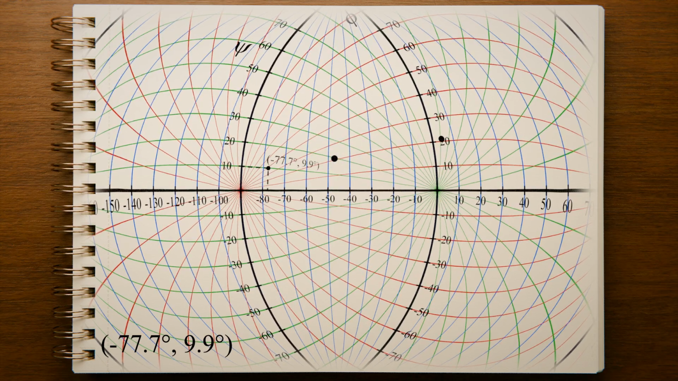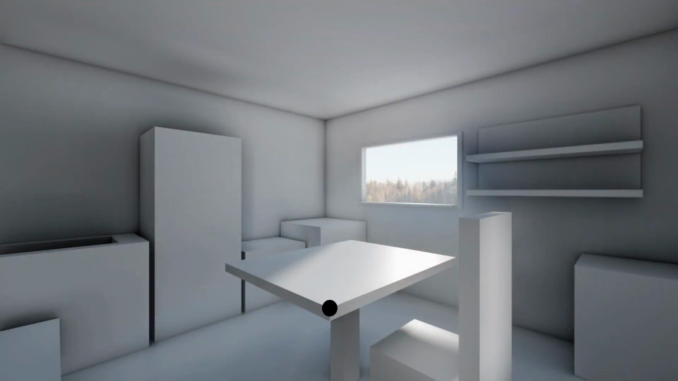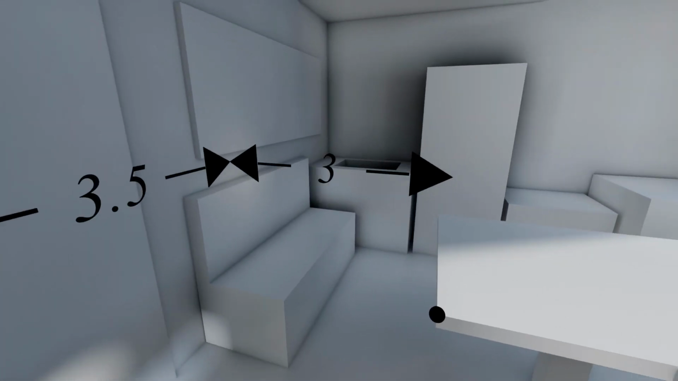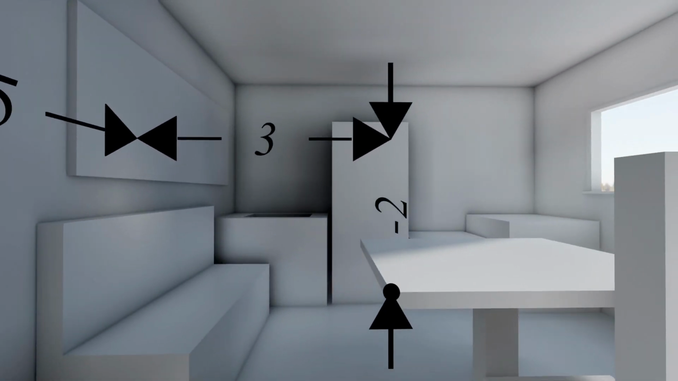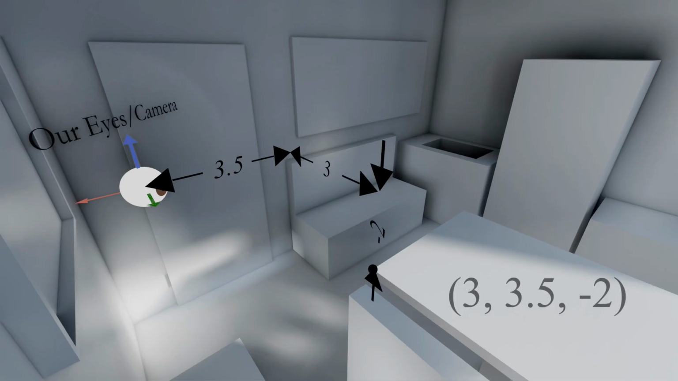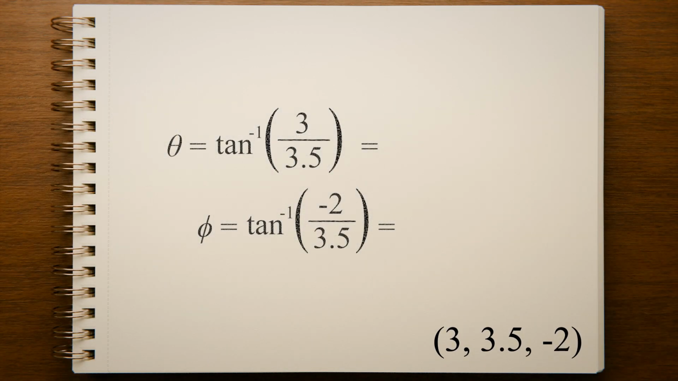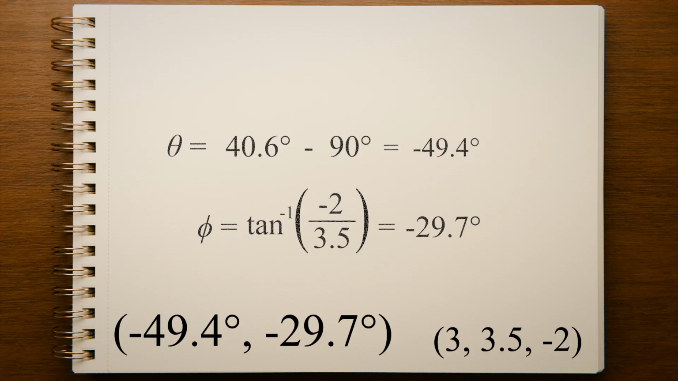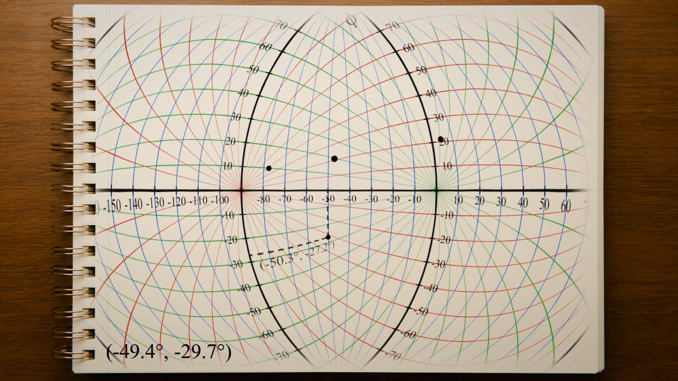You got it? Let's do one more point just in case. This point right here is about 3.5 feet forward, 3 feet to the right, and 2 feet below our eye level. So we have the point 3, 3.5, -2. So let's run it through our calculations, and that gives us the 2D coordinate 40.6, -29.76. And then we can subtract 90 from theta to get the correct coordinate, which is -49.4, -29.76. And that should go right here on the grid.